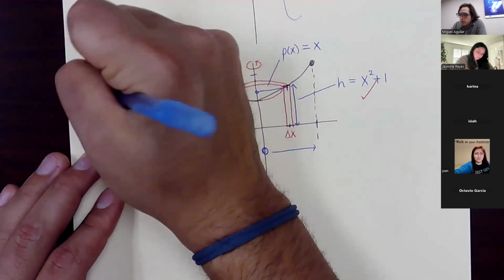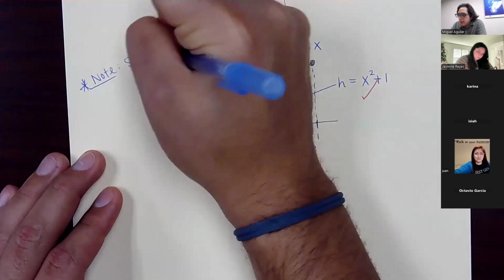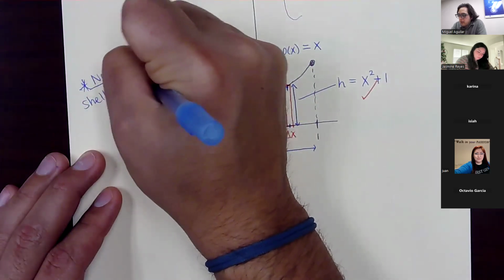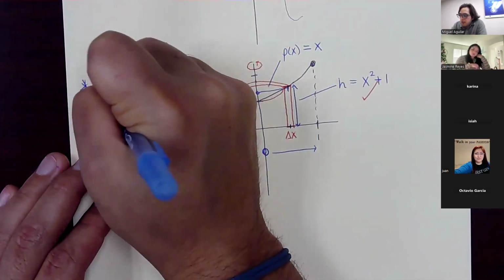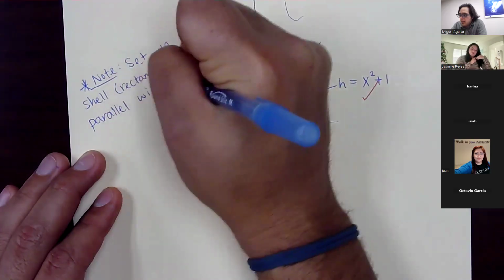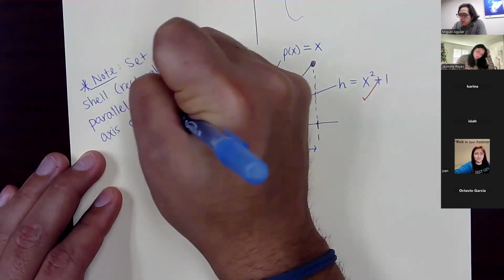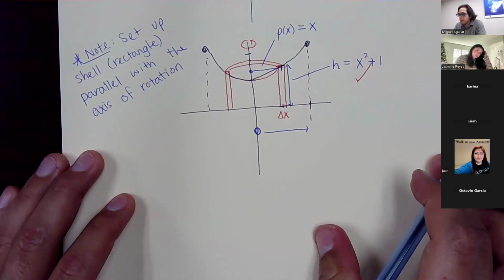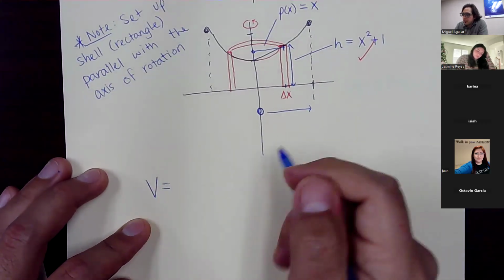So I'm going to put a little note here. Note, you want to set up the shell or the rectangle parallel with the axis of rotation or the axis of revolution. But then we'll bring in our integral formula if we have this set up.